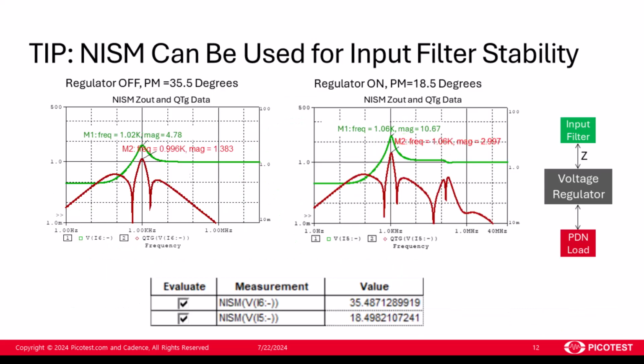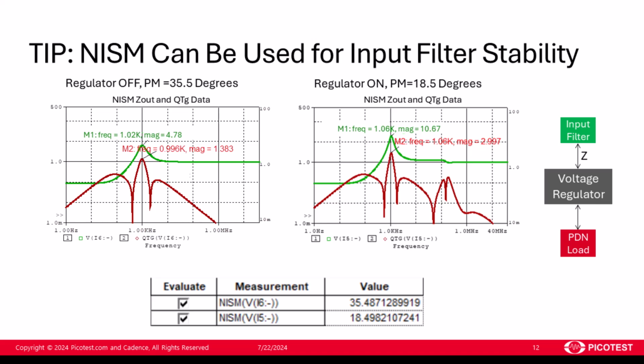NISM also works on the input impedance of a voltage regulator. The input filter stability, often referred to as the Middlebrook criteria, like NISM, is a minor loop assessment, so NISM works there as well, and you don't need to separate the input filter from the VRM.